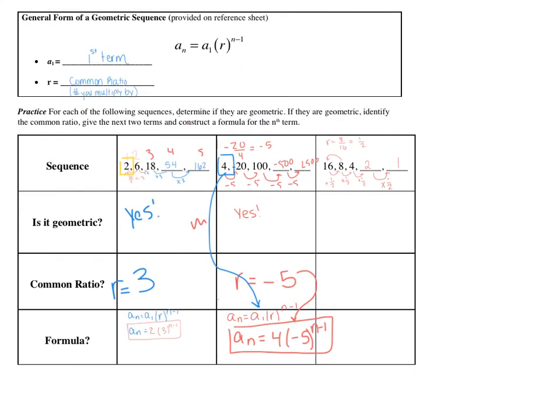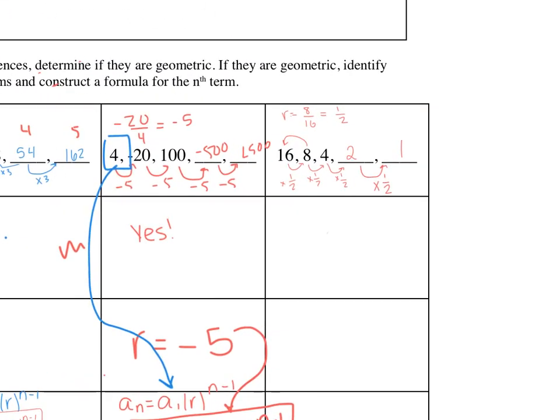Again, I'm telling you right now that it was geometric. The reason why it's geometric is because I'm multiplying by 1/2 every single time. You are multiplying by 1/2. You can also say I'm dividing by 2 each time. That is the exact same answer. And that would be acceptable.